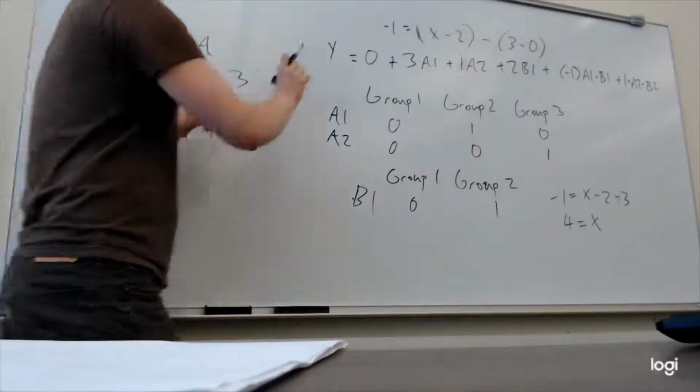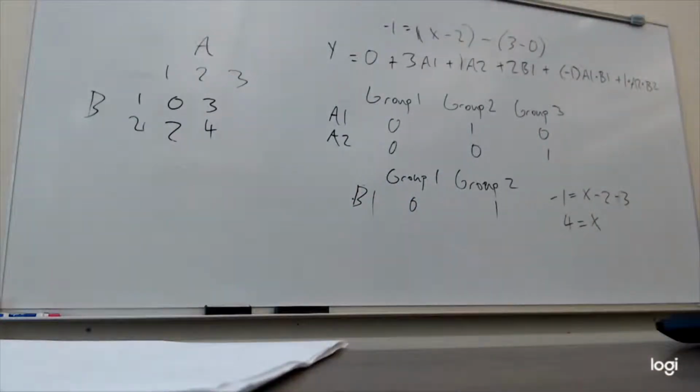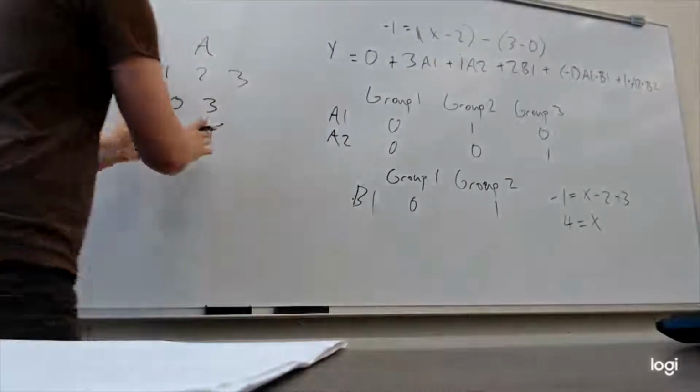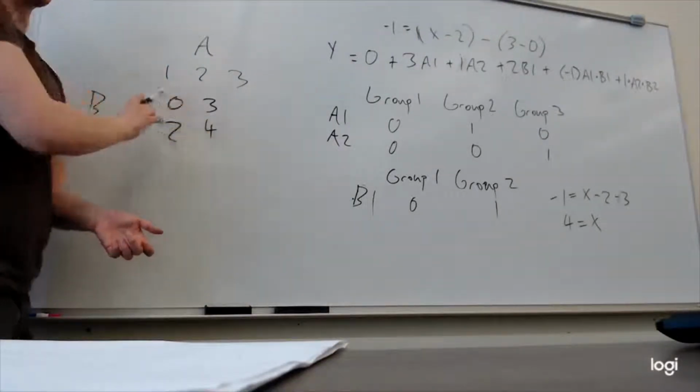So you're right that if you subtract -1, you get 2. But that 2 is a difference. It's not a mean. So that tells you what this difference has to be. It doesn't tell you what the mean is.